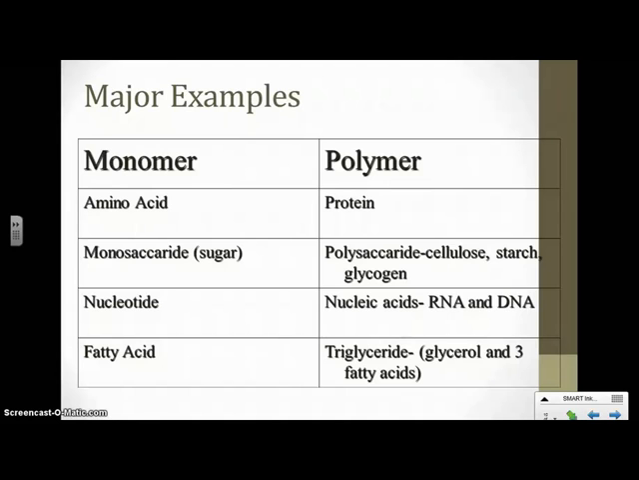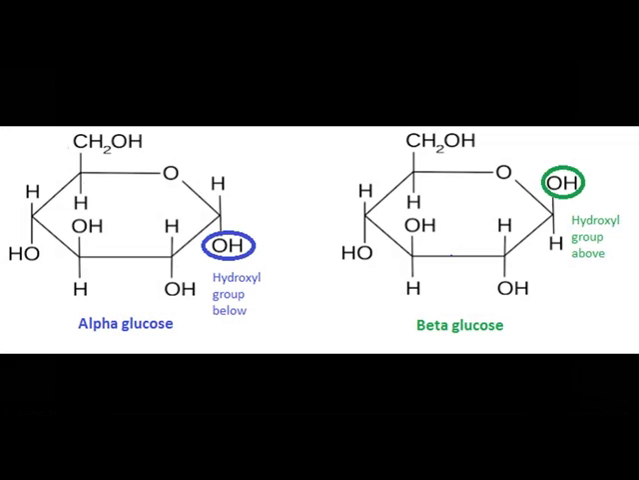There are two isomers of glucose, alpha and beta. On alpha, the hydrogen on carbon 1 is on top. On beta glucose, the hydroxyl group is on top.